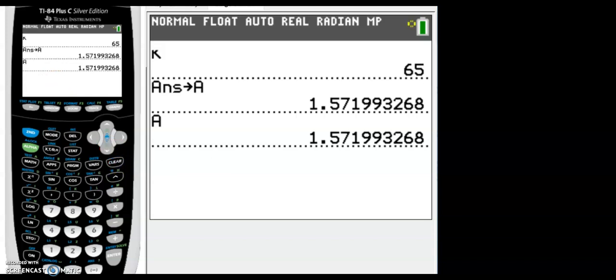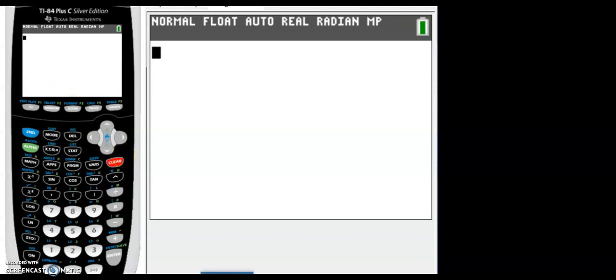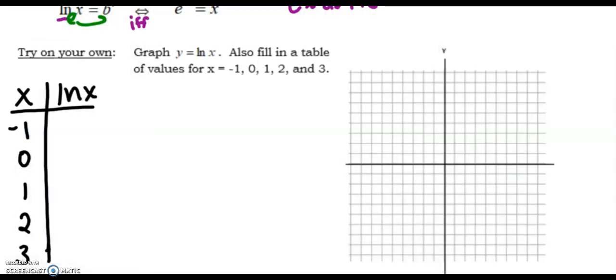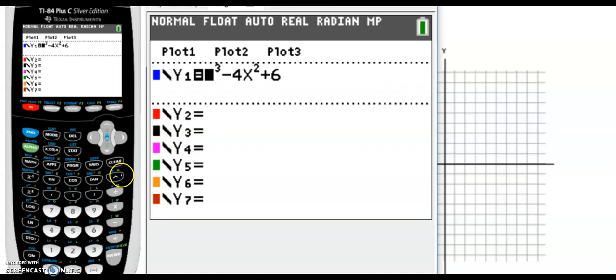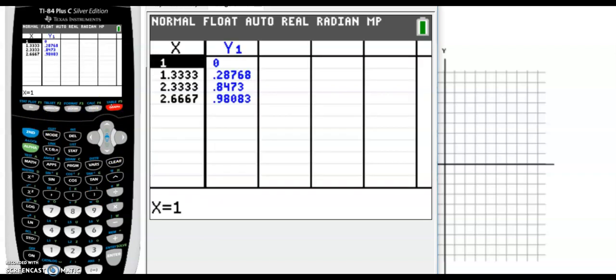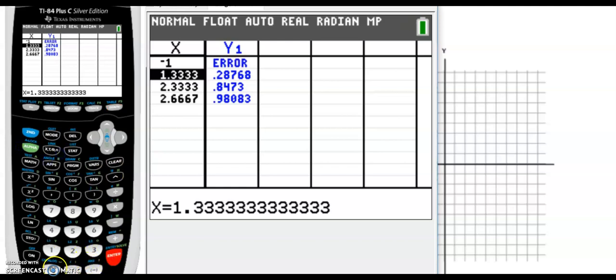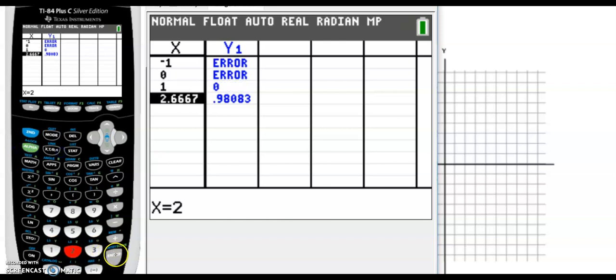Great. Okay, so looking at our table of values that we are trying to fill in, the most efficient way to do this would be to go to y equals, type in the natural log, which is over here on the left, and go ahead and go to our table. I want to know -1, 0, 1, 2, and 3.